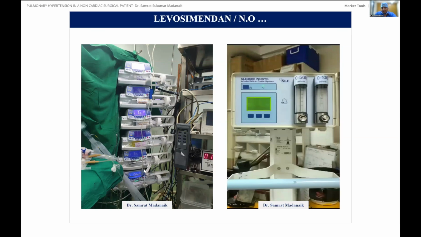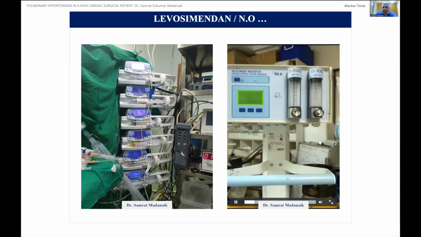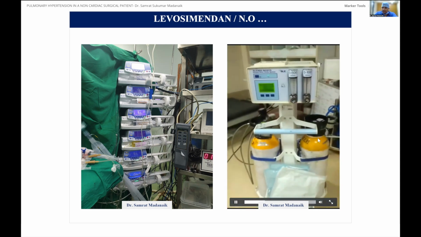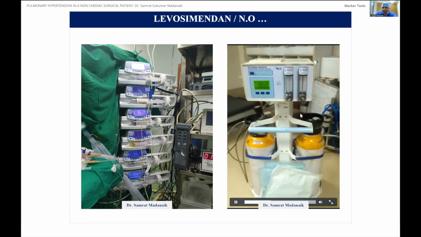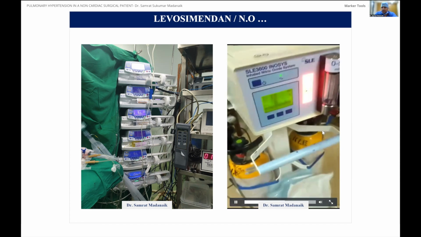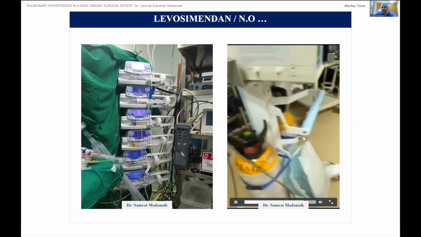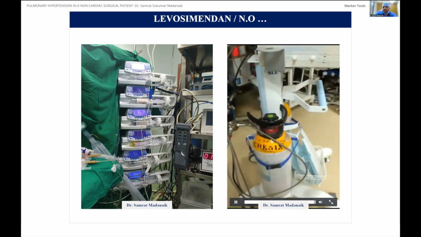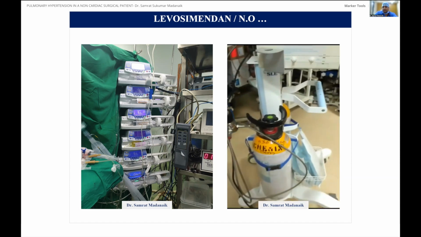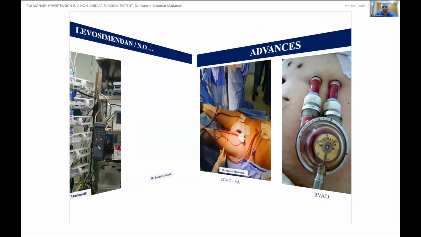in non-cardiac surgery, but I have experience of using levosimendan in cardiac surgical patients, especially who have severe pulmonary hypertension, and it works wonderfully. Similarly, nitric oxide can also be used. There is a special delivery system for delivering this nitric oxide. We usually use this modality in heart transplant patients or lung transplant patients, and anything between 5 to 20 parts per million can be used, and they have absolutely beautiful results when being used.